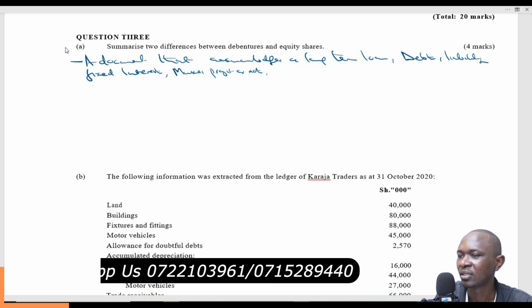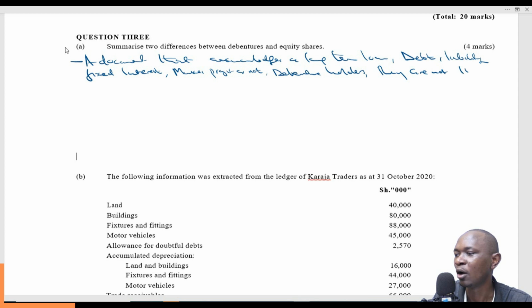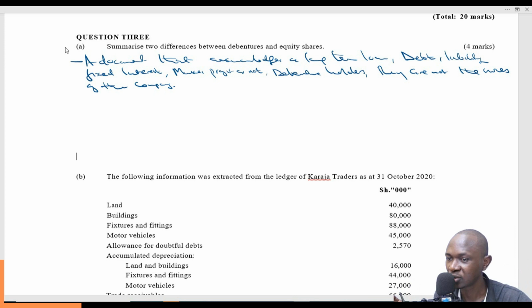The owners of debentures are called debenture holders. They are not the owners of the company. They have only allowed their money to be used in the business in expectation of interest at the end of an agreeable period of time.